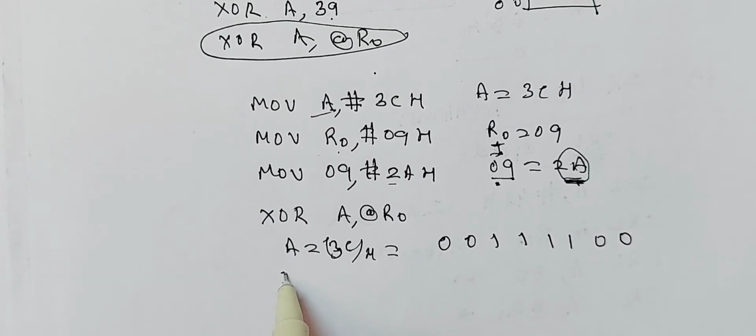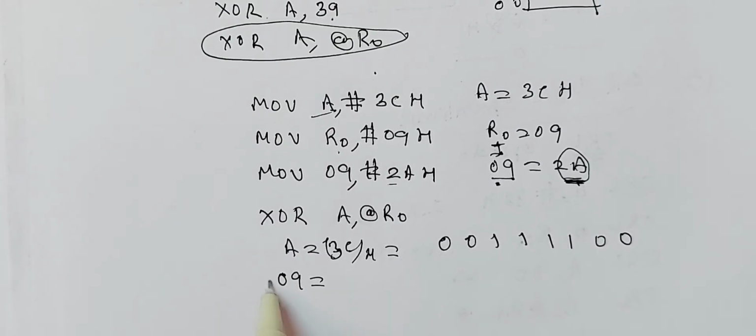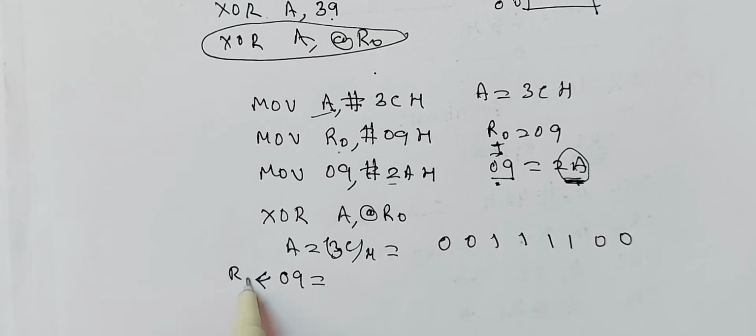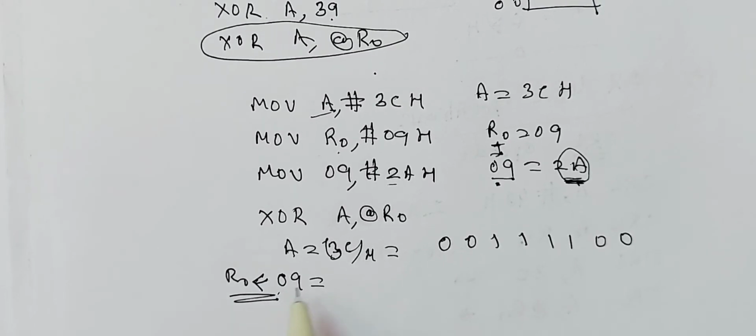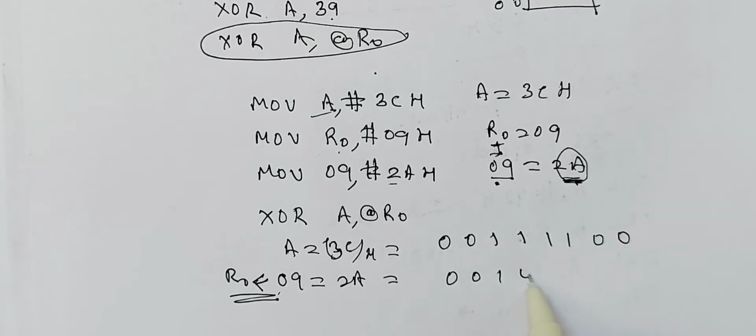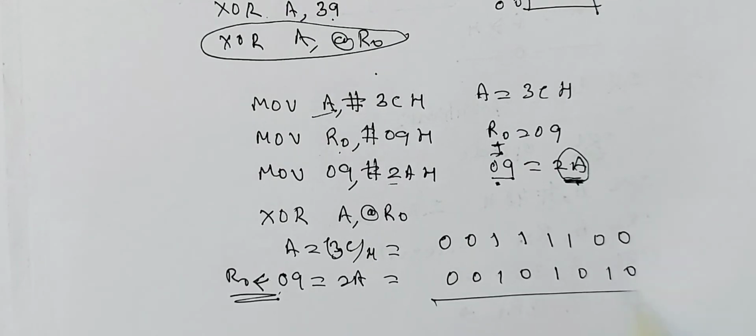Next, what is the 09? 09 is the address held in R0. What is the number present in that address? 2A. Therefore 2A means 0, 0, 1, 0. A means 10: 1, 0, 1, 0.